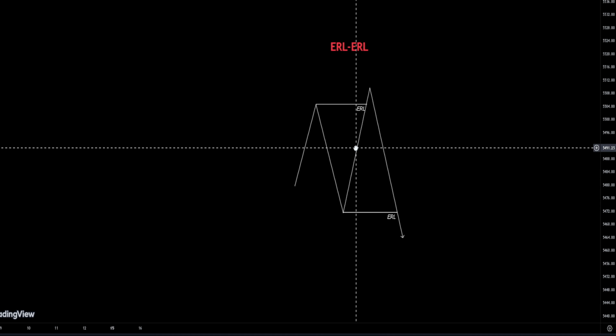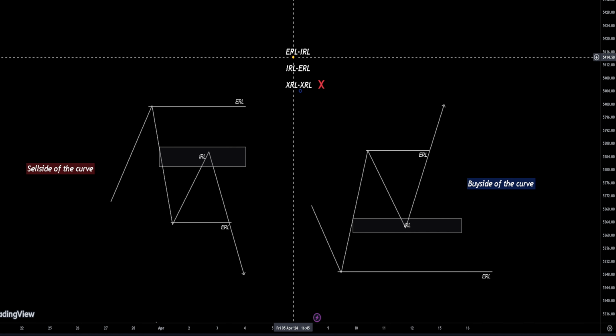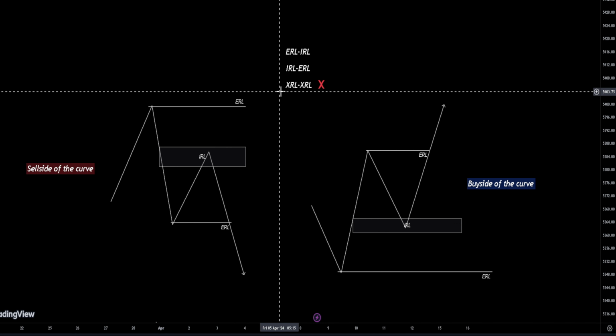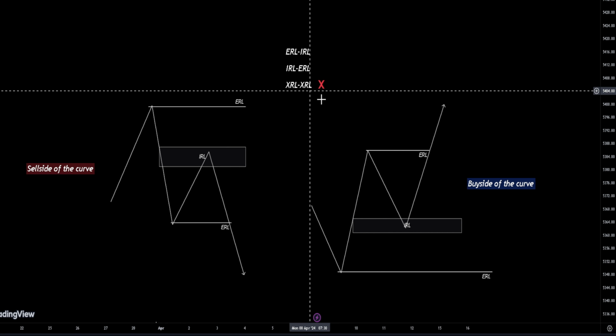So that's pretty much it. Internal range liquidity to external range liquidity, and then external range liquidity to internal range liquidity. It's very unusual that price will go from external range liquidity to external range liquidity.